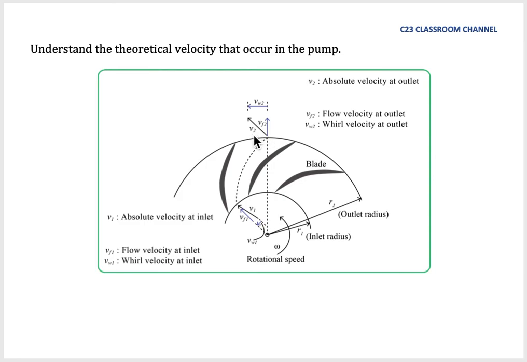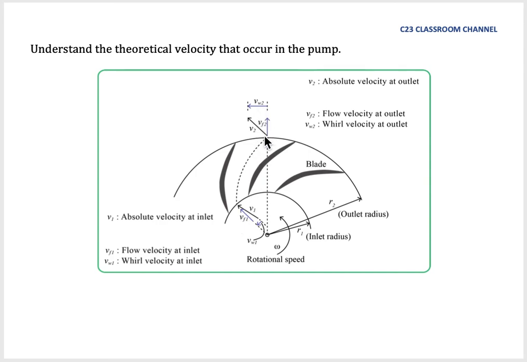And then we could say that the velocity losses can be shown as VW2, and at inlet it can be shown as VW1. So we call this VF2 the flow velocity, meaning the theoretical flow velocity at outlet, and VF1 is the theoretical flow velocity at inlet, and W is whirl, the whirl velocity at inlet and the whirl velocity at outlet. So the whirl means resistance or turbulence that occurs at the inlet and the outlet.